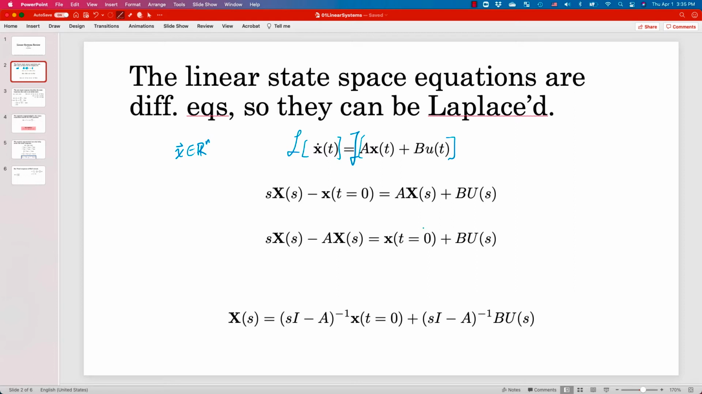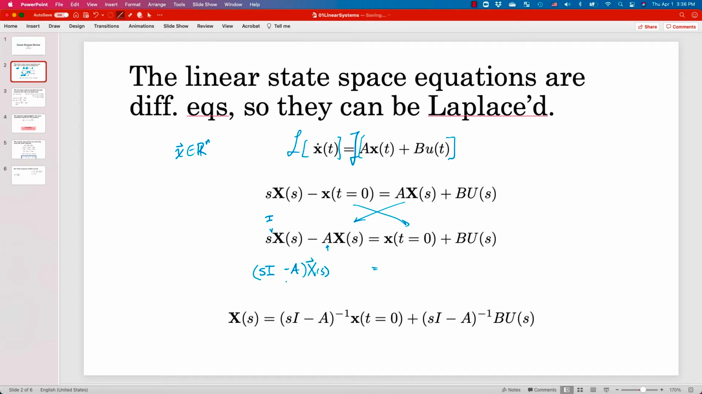And what I'd like to do is isolate x of s, so that is the vector of Laplace transforms of the state. I'm going to move this guy over and this guy over here. And I can almost factor out the x of s, except that A is an n by n matrix, and s is a scalar. And so the trick here is to insert an n by n identity matrix, at which point you can write this line as sI minus A times big X of s.